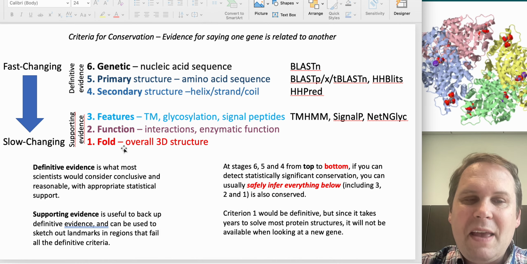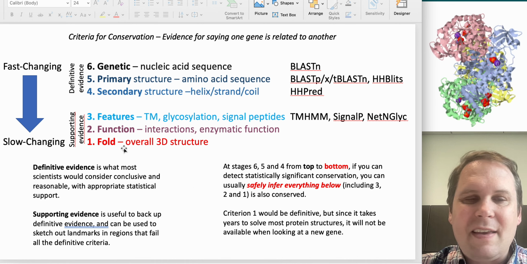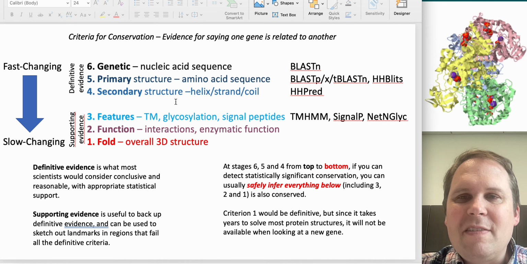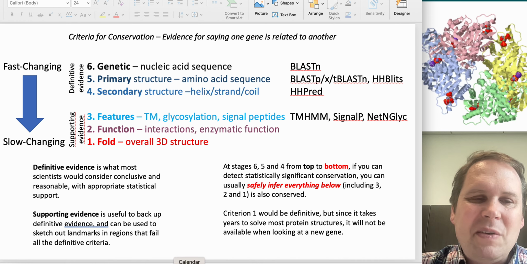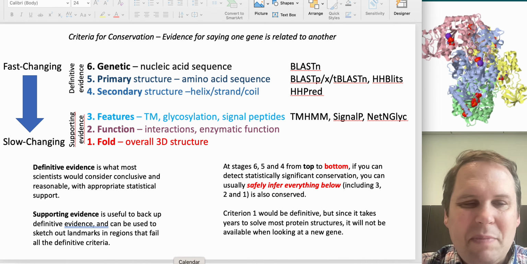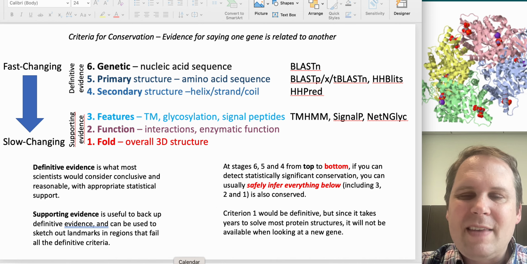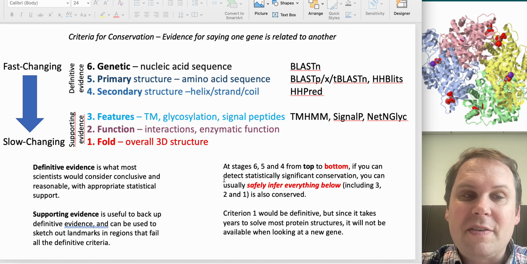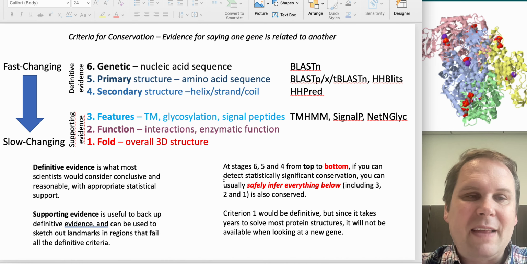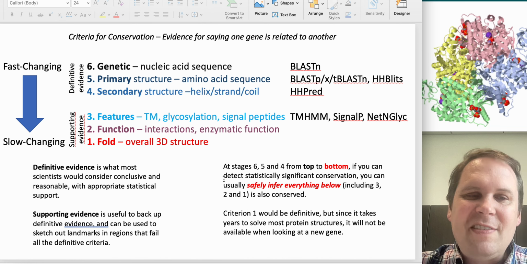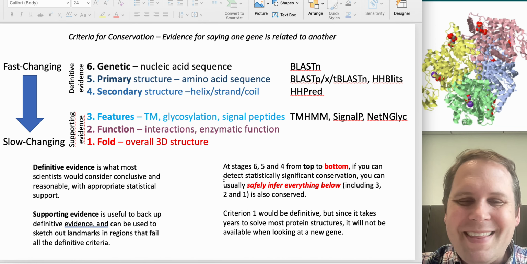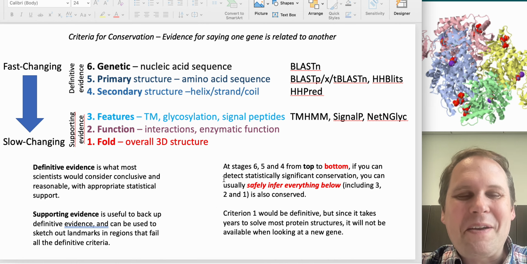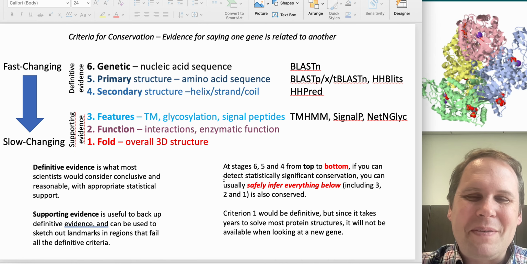Problem is, you can't predict fold very easily, or rather our fold prediction methods are worse than our prediction methods for everything else. And so they're less reliable, and it's not something you're ever going to be able to say is definitive. And you're probably not going to have the three-dimensional structure of a new thing if you're trying bioinformatics on a new thing. So it's just not on the table, but if it was, boy, that would be the best evidence. So yeah, it's desirable, but probably unattainable.